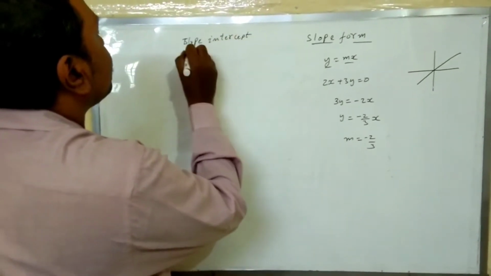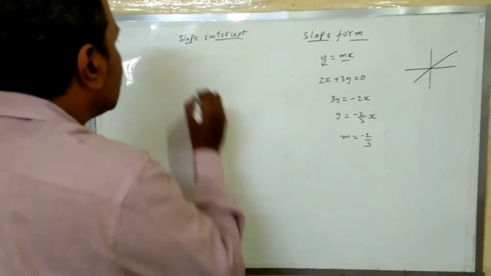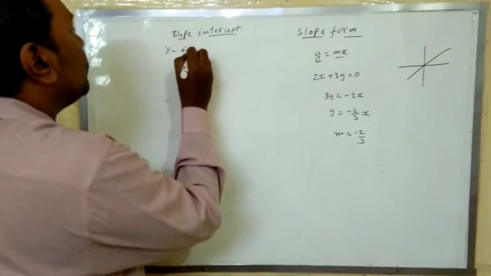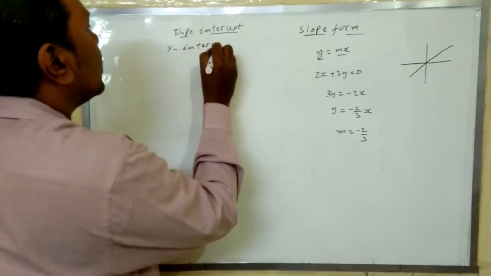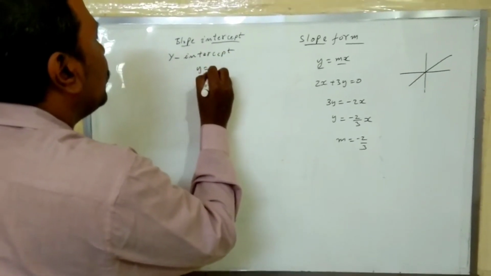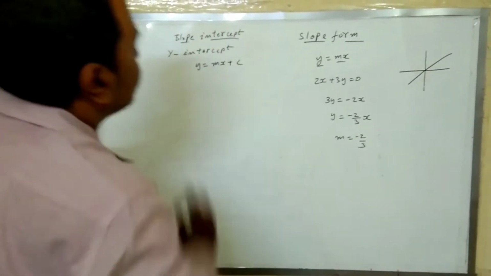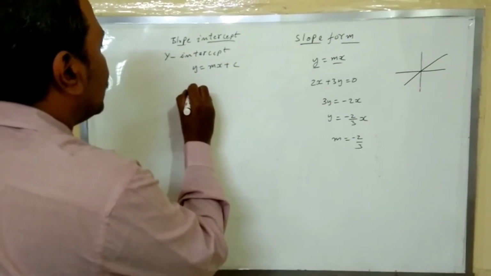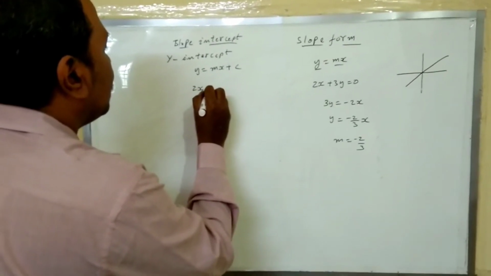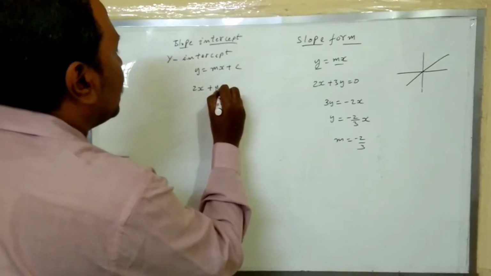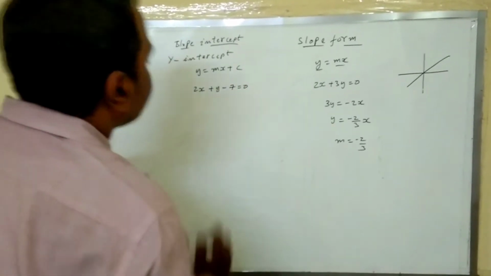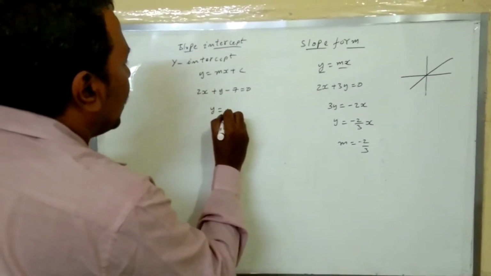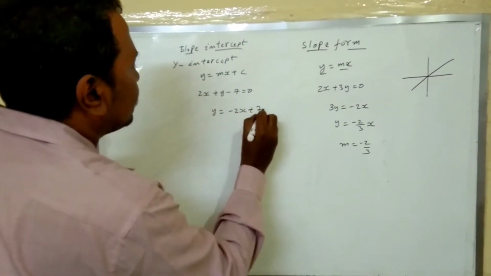Intercept form. In this there are two ways. First one is y-intercept, that is y is equal to mx plus c. Okay, I'll write an equation: 2x plus y minus 7 is equal to 0. So here make y the subject: y is equal to minus 2x plus 7.